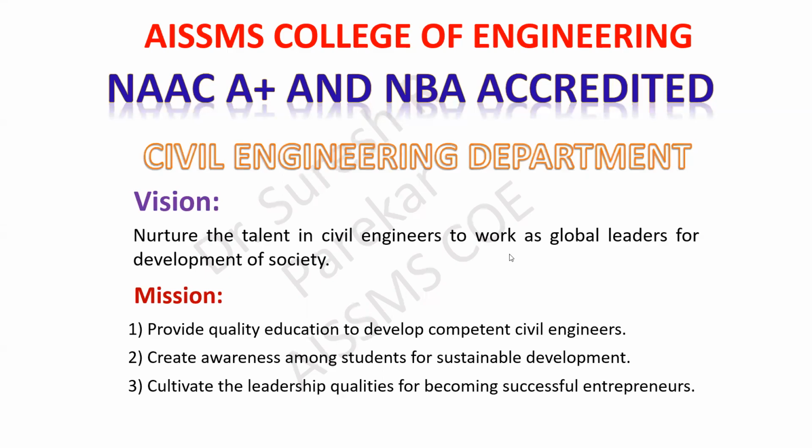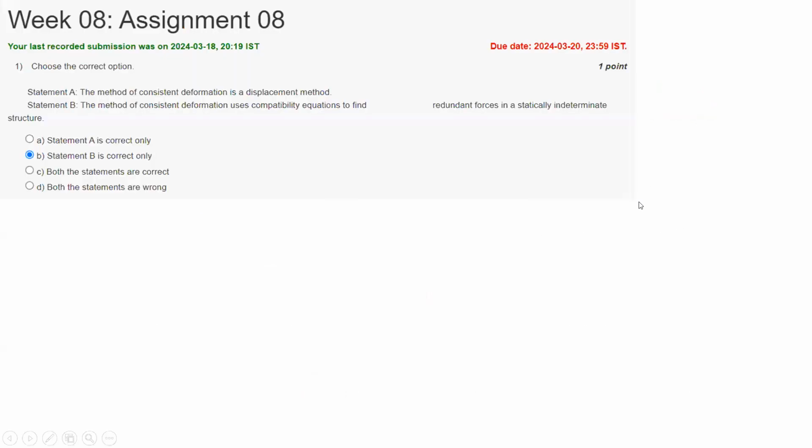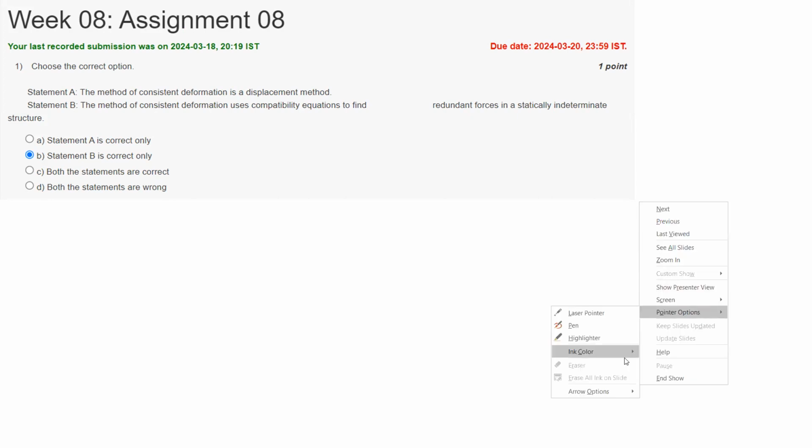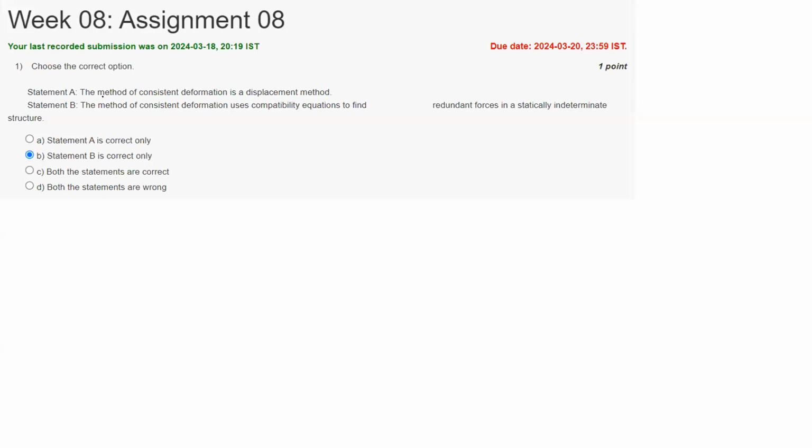Good morning. Now we are going to see assignment number 8 of NPTEL. In this we have first question. Statement A: the method of consistent deformation is a displacement method. So this is a wrong statement. We have the displacement method, that is the stiffness method.